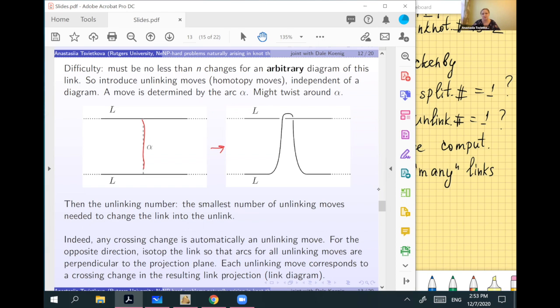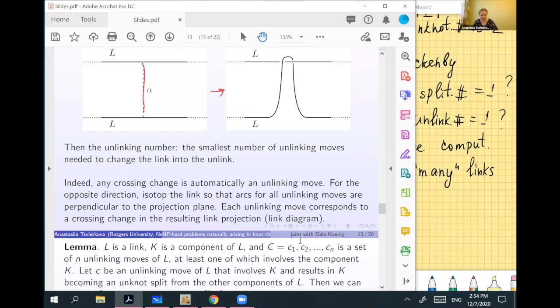And indeed, clearly this corresponds to a crossing change if you do an unlinking move. And what you can do, if you have all these unlinking moves, you can just isotope your diagram so that your arcs like alpha are perpendicular to the projection plane. And then every unlinking move will be just like a cross under a crossing. So this will be just a crossing change. And we will operate with those instead of crossing changes because they are independent of the diagram.